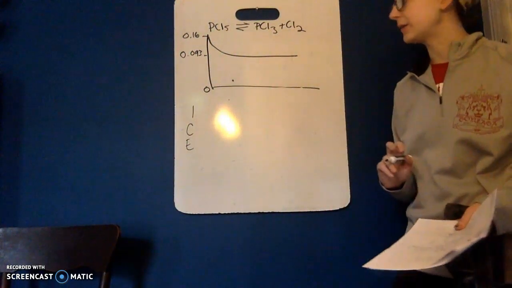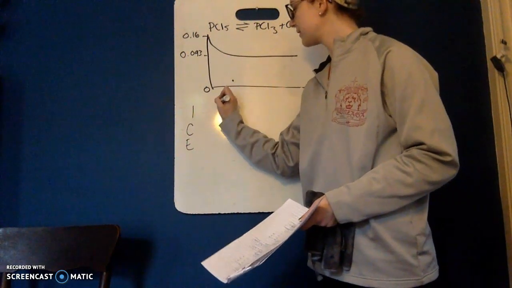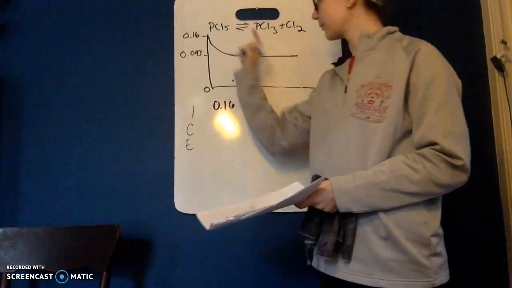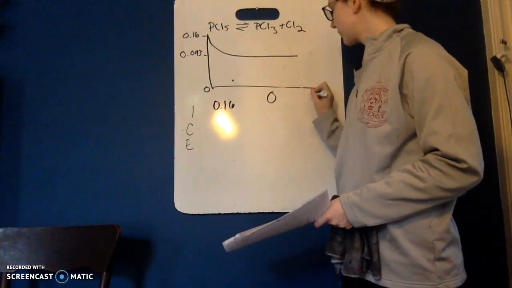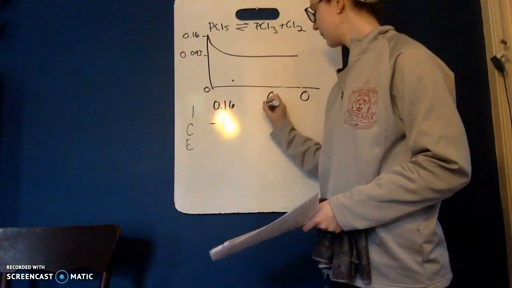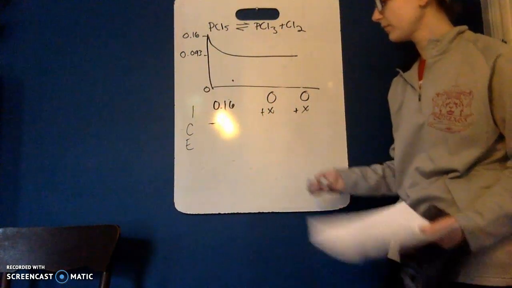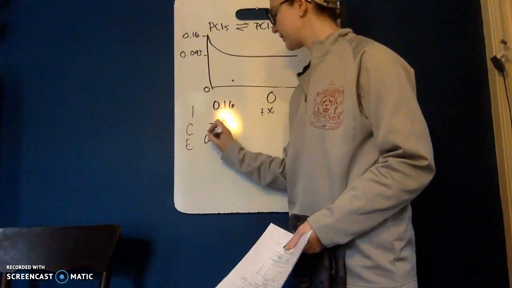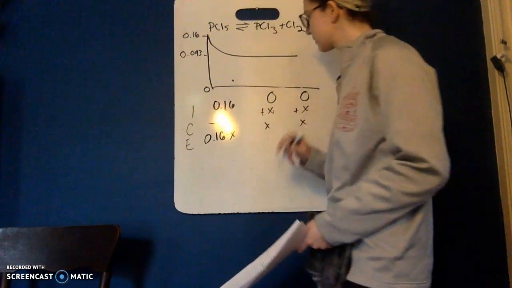PCl3 and Cl2 at equilibrium. We know we have an initial concentration of 0.16 for PCl5, that's given on the graph. We have 0 for both of our products. For the change, we're going to have minus x and plus x, since all of our coefficients are just 1. So at equilibrium, we know we have 0.16 minus x, x, and x.